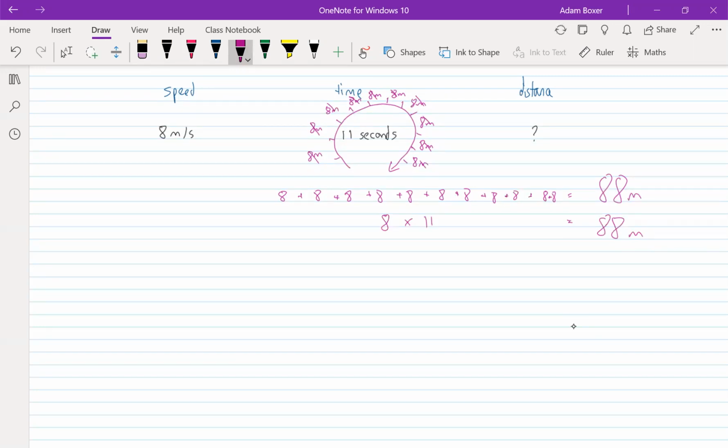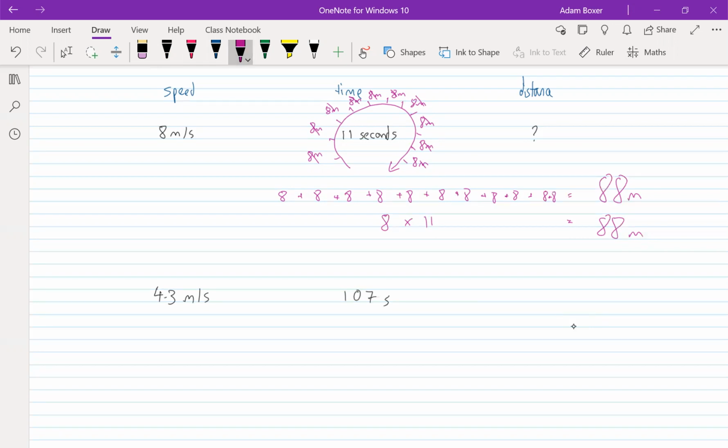We'll do something that's going at 4.3 meters per second, and it goes for 107 seconds. Work that one out for me, please. Pause video, do that now. Okay, you should only be listening to my voice if you've done this.